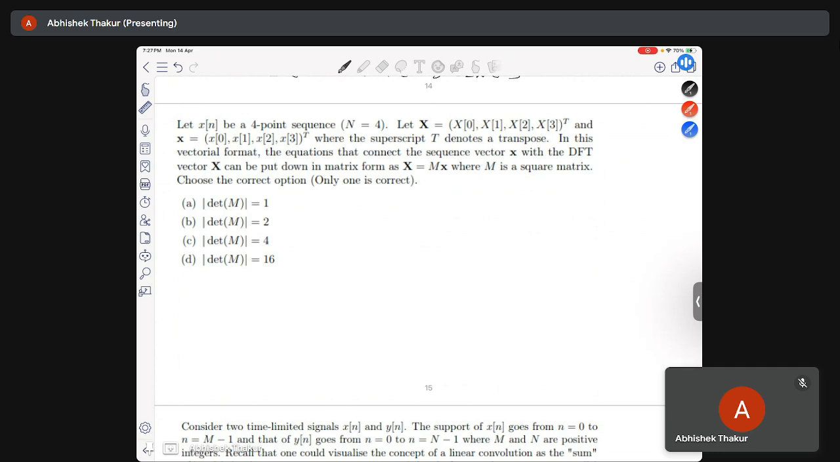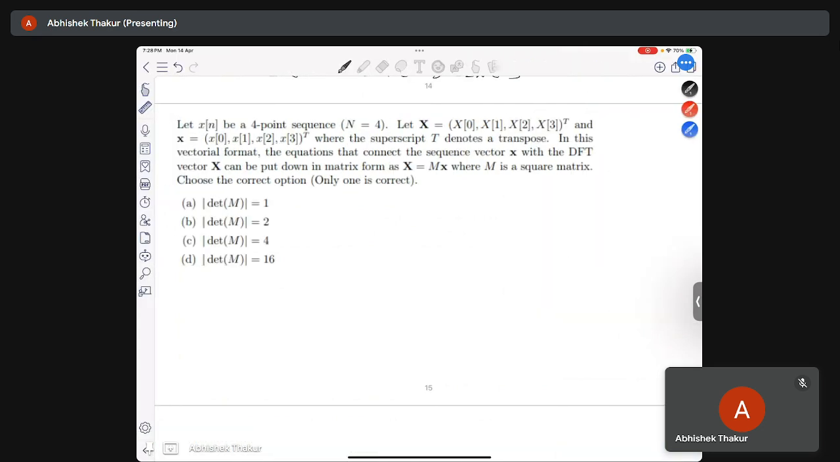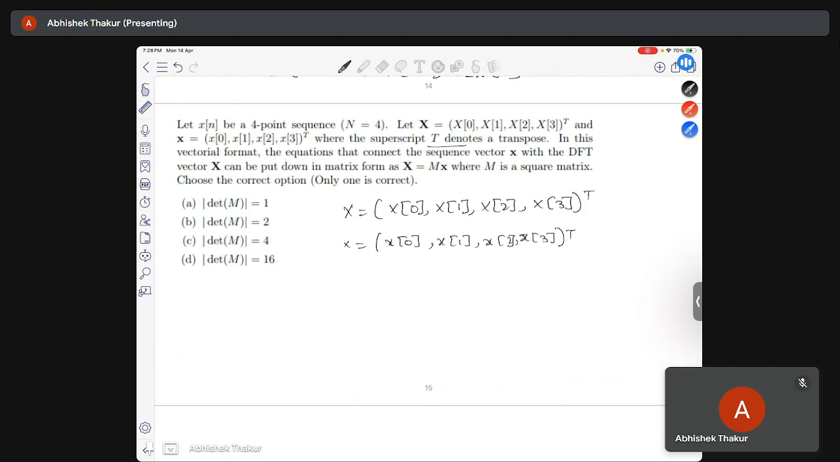Let x of n be a 4-point sequence. Capital X is equal to x0, x1, x2, x3 transpose, and small x is equal to x0, x1, where the T denotes the transpose. In this vector format, the equation that connects the sequence vector x with the DFT of vector x can be put down in a matrix form, where M is a square matrix. Choose the correct option. So we have to find the magnitude of the determinant of M.